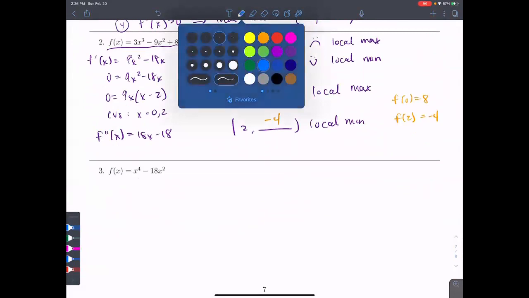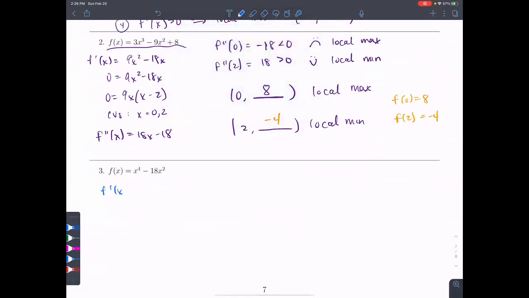Switch it up again. F prime of x, we're still trying to find local extrema using the second derivative. So find the first derivative, find the critical values, find the second derivative, and then check whether the second derivative is positive or negative at your critical values. So 4x cubed minus 36x, which is continuous everywhere. Set this equal to 0.